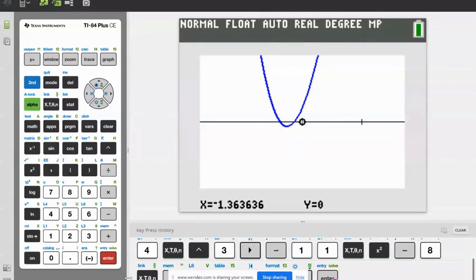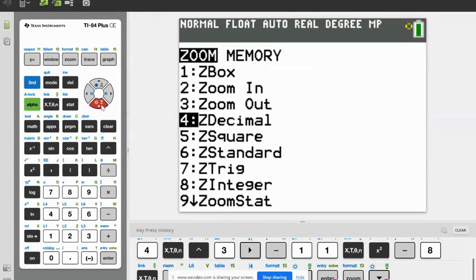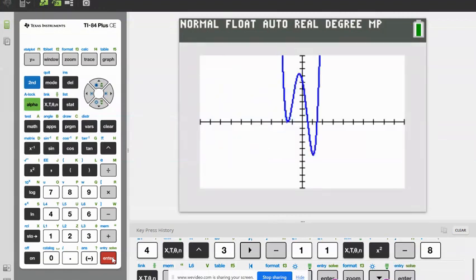Were you able to zoom in? It's like loading. Is yours loading? No. Yours might have just frozen. Do you guys want to see how to zoom in again? So I'm going to go back. To go back to the original graph, you go to zoom standard.